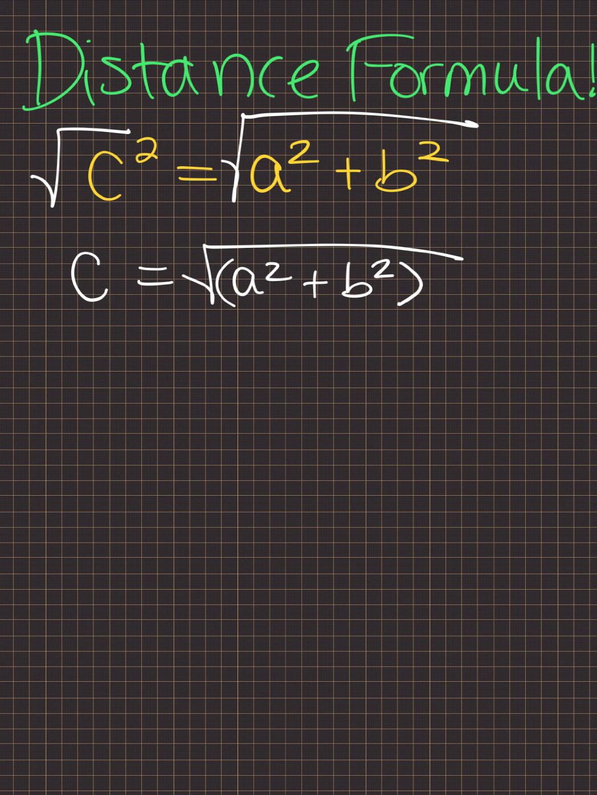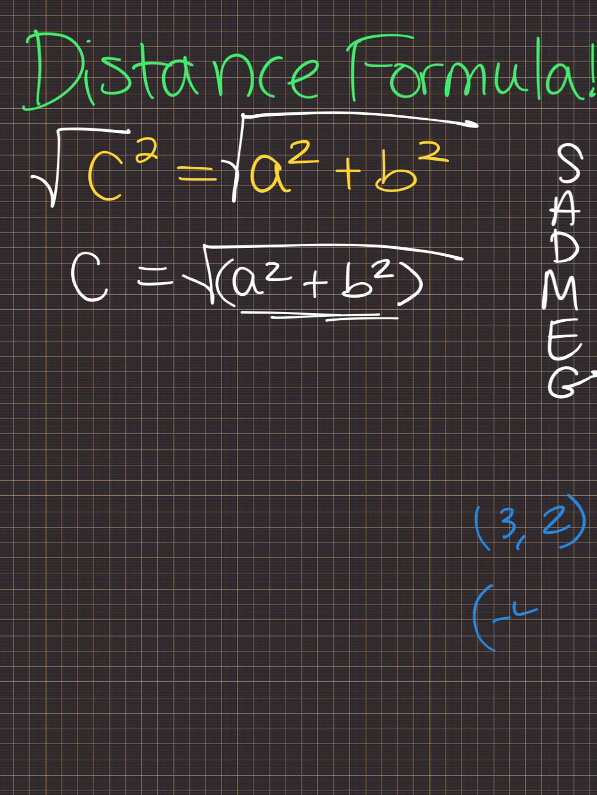We do have to consider grouping when we're doing our inverse operations. So our SADMEG. And this, a squared plus b squared, since it's all under the square root, is considered grouping, which would be done after the exponent, okay? But how do I find a and b when I'm simply given 2 points, like 3, 2, and -4, 1, for example, okay? I don't know how far apart 3 and -4 and 2 and 1 are.